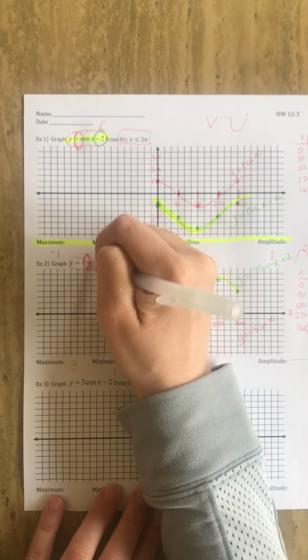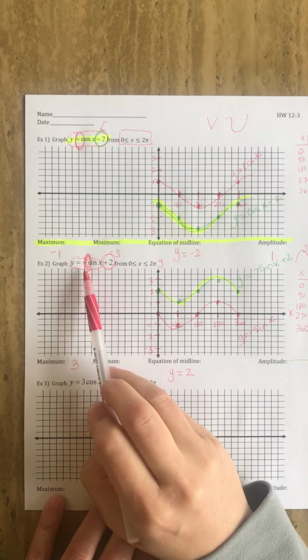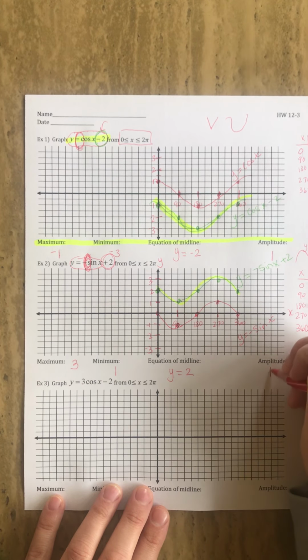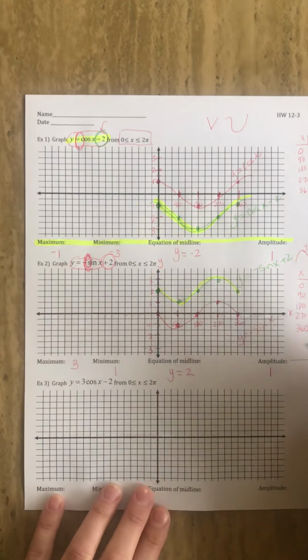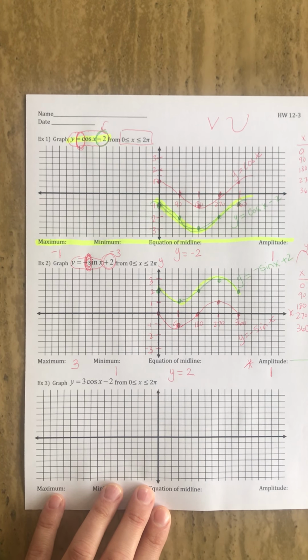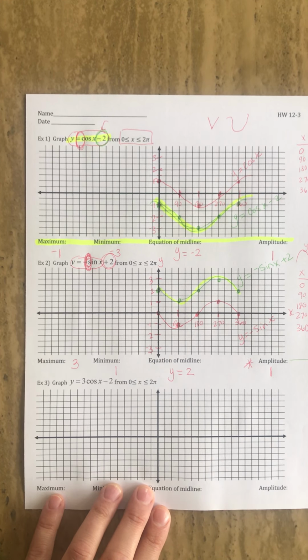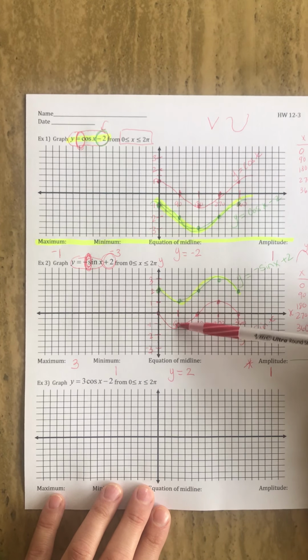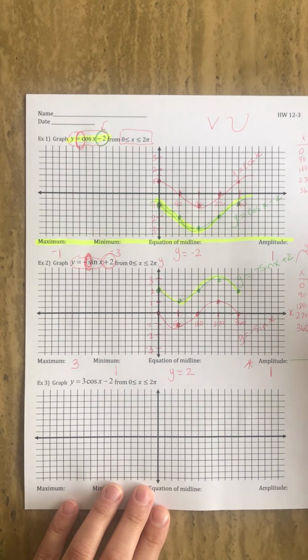And again, your amplitude is always in front of that sine, and it's an amplitude of 1. You see a negative, and a lot of kids want to write -1, but you guys have to realize that that negative is actually a reflection over the x-axis.